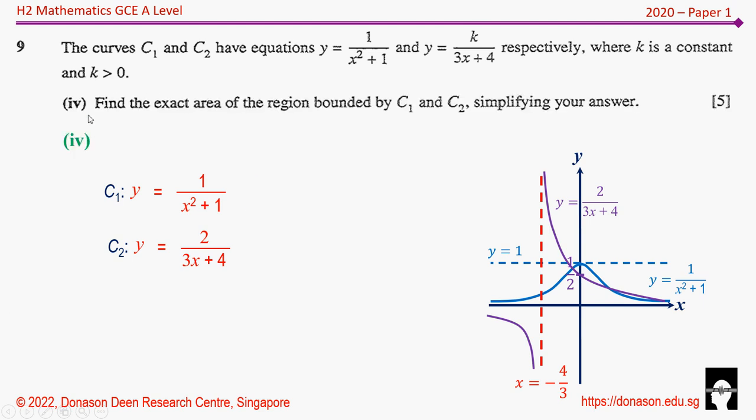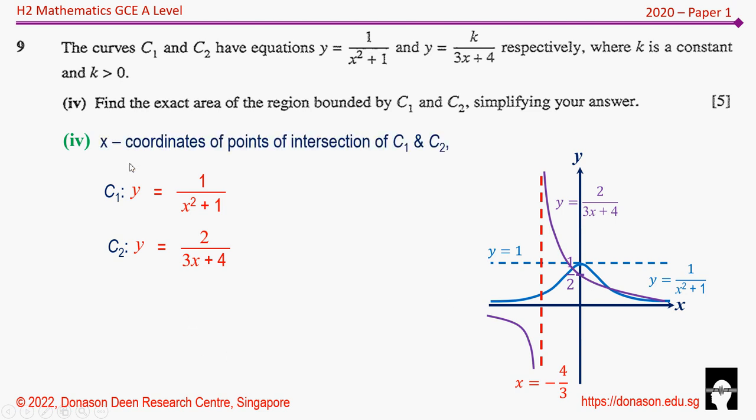Now let's look at the next part, part 4. It says find the exact area of the region bounded by C1 and C2, between the two curves. As you can see here, this is the particular region which is bounded between the two curves, the purple graph and the blue graph. In the region that we want to find, we can see that the blue graph, which is your curve C1, is higher than your C2, right? So we're going to take this as the y2, the upper graph, and this is going to be the equation of the lower graph.